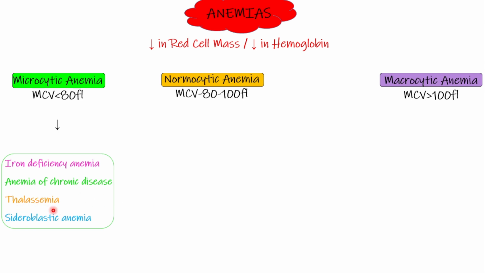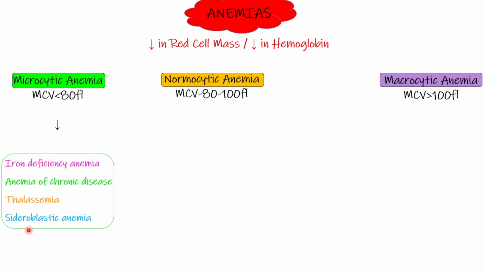Then we have thalassemia. As discussed previously, thalassemia can be alpha thalassemia or beta thalassemia. In alpha thalassemia, there are genetic defects with reference to the alpha chain of hemoglobin, whereas in beta thalassemia, there is a genetic disorder with reference to the beta chains of hemoglobin, and in them the normal hemoglobin is not produced. So the anemia because of thalassemia is also a microcytic anemia.